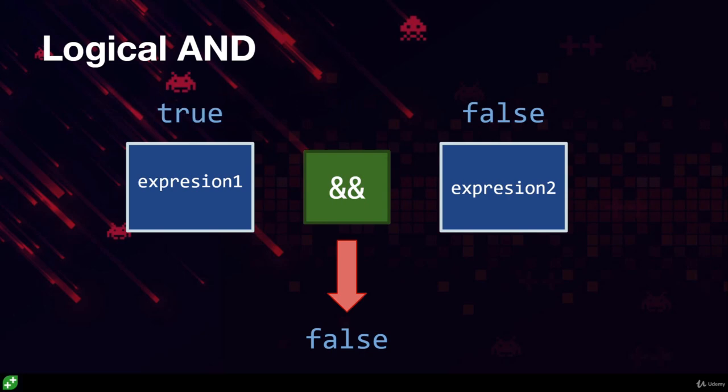Now AND will also return false if just one of these expressions is false. If the left expression is true, but the right expression is false, AND returns false. Likewise, if the left expression is false and the right expression is true, AND will still return false, because both expressions must be true in order for AND to return true. Let's see how we can use this in our program.